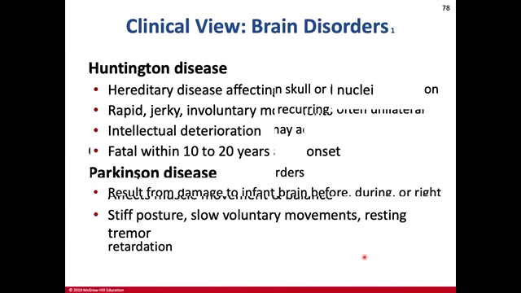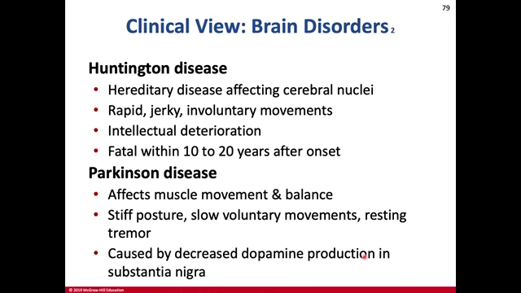Huntington's disease is a hereditary autosomal dominant, meaning it's on chromosomes other than the sex chromosomes, and you only need one copy for the disease to show up. Okay, it results in rapid, jerky, involuntary movements, intellectual deterioration, basically neuron death, and it's fatal within a decade or two of its onset, and it usually begins to show up in mid to late adulthood. Okay, so the tragedy of this disease is that we can detect it prior to birth, right, and we can detect it after birth.